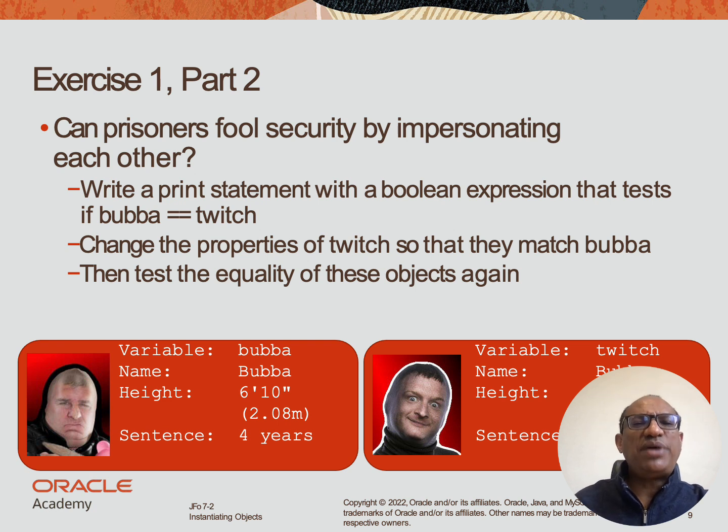In exercise 1, part 2, can Twitch impersonate Baba? First, check if Baba equals Twitch. It should be false. Then make Twitch's properties identical to Baba's. Check again, still false, and we'll explain why in a second.